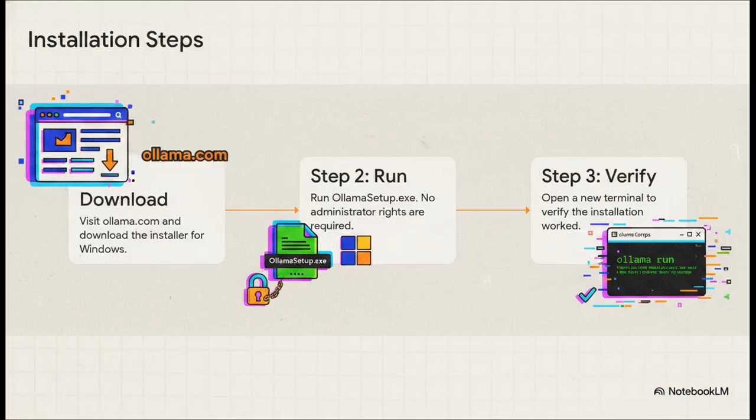The installation itself is literally just 3 steps. First, you're going to head over to Ollama.com and download the Windows installer. Second, just run that OllamaSetup.exe file you downloaded. It's a super standard process. And here's a really cool part. You don't even need admin rights to do this. Once that finishes, we just need to double check that it's working. So go ahead and open up a command prompt or PowerShell window.